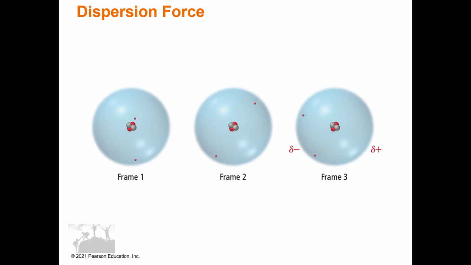Here's an example of how electrons can move throughout that electron cloud. At one point, the electrons can be on one side of the molecule. So you can see here with frames 1 and 2, the electrons are spread out. But at frame 3, if we split up this molecule here, we see that on the left-hand side, we have a negative dipole moment. And on the other side, we would have a positive dipole moment.